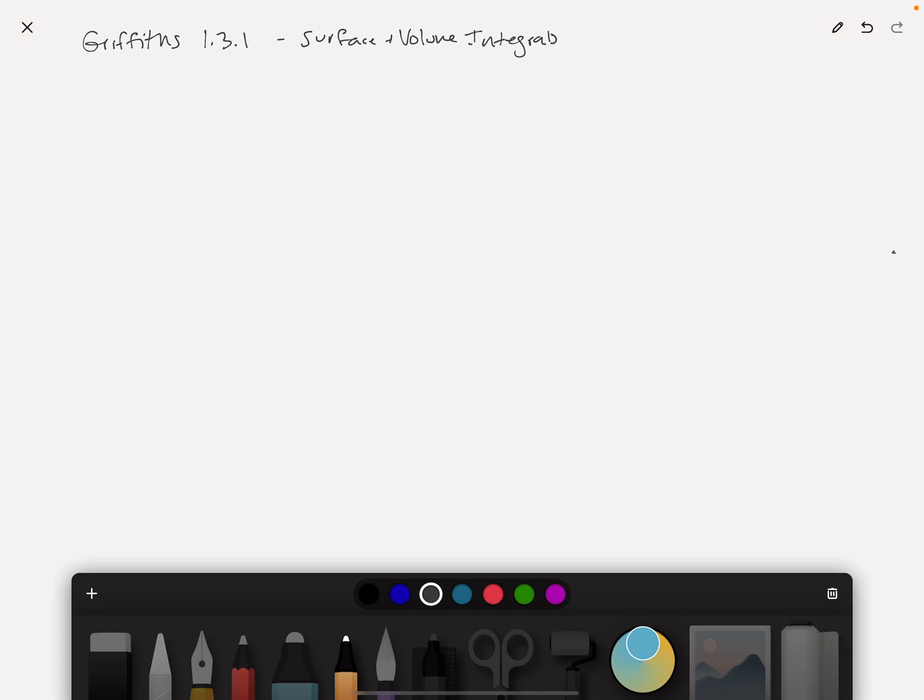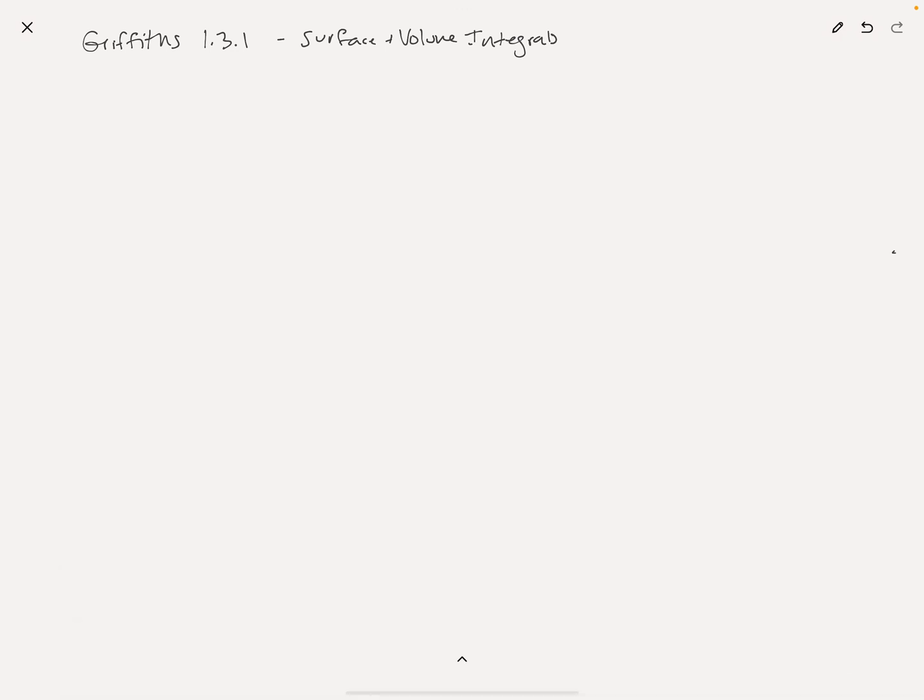Remainder of section 1.3.1 of Griffiths E&M, talking about surface and volume integrals. So the last video talked about line integrals, and there are a couple different other types of integrals we can do. The first of which is a surface integral.